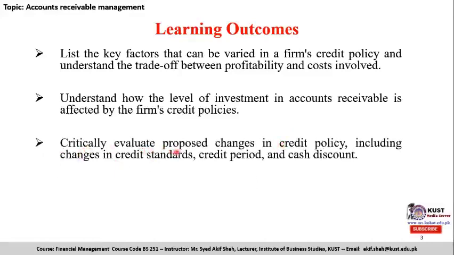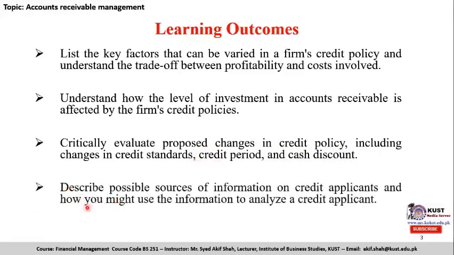Thirdly, we have to critically evaluate the proposed changes in the credit policies. That is, in this specific lecture, we are going to address the cash discount and the credit period alteration. Finally, we'll discuss that certain sources are really helpful to manufacturing companies which are encountering credit applicants, to have enough information about the background and behavior of those credit applicants, and on the basis of that information the company will decide either to sanction credit sales to those applicants or not to sell its product to those customers because they might default in the future.